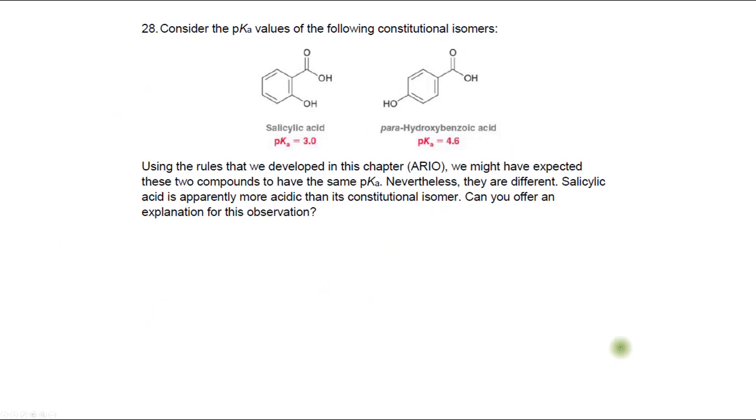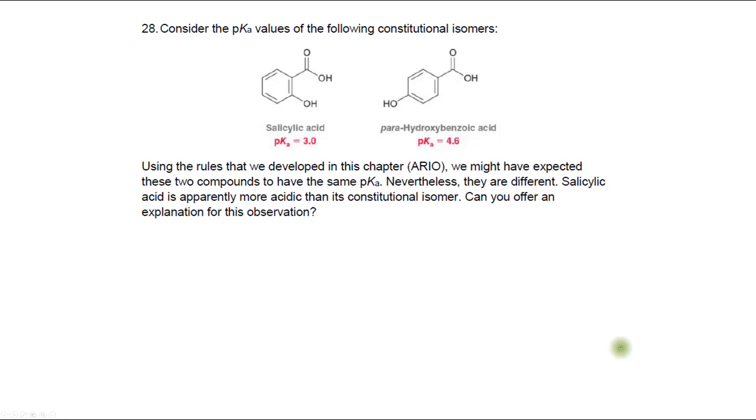Here we're looking at pKa values for the following constitutional isomers. Salicylic acid is the precursor for aspirin. And then we have para-hydroxybenzoic acid, which may appear in some of our biological pathways. So using the rules that we developed in this chapter, we might have expected these two compounds to have similar pKa's. Nevertheless, they are different. Salicylic acid is more acidic than its constitutional isomer. Can you offer an explanation?